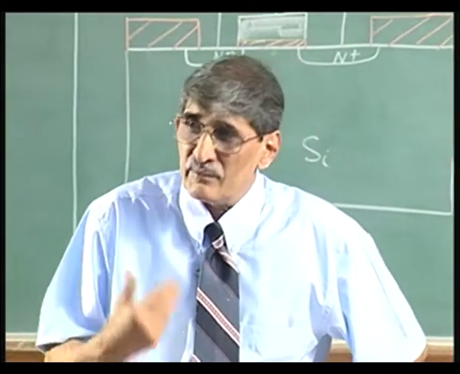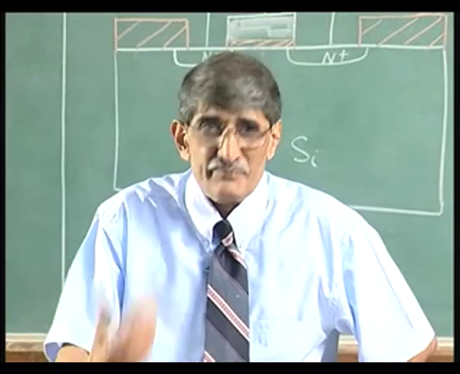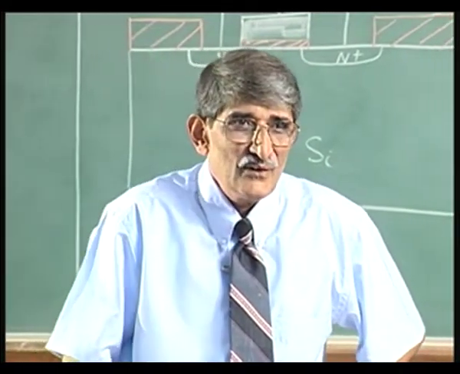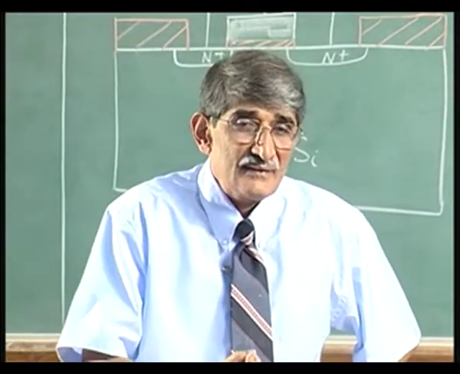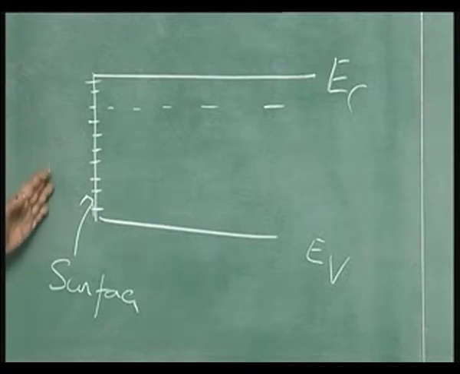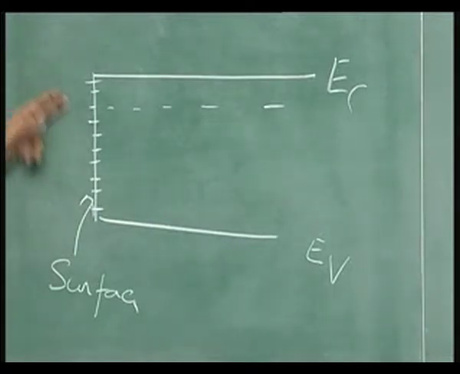Then how many states will be there? As many states will be there, maybe times 2, spin up, spin down if you take. So, those are the states which are present, and those states are represented here. I will come back to this again later when we discuss the Schottky barrier diode. So, this is the idea.